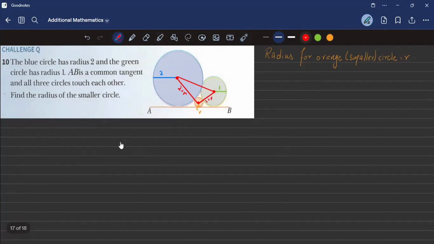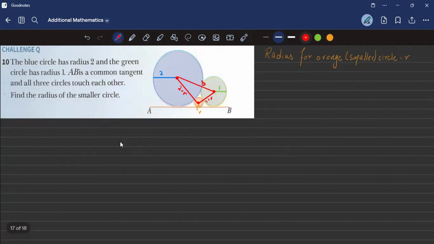And for the third side, again, it's 2 connecting down to the green circle. So the 2 of the blue circle plus the radius of the green circle is going to be 2 plus 1, and 2 plus 1 is equal to 3. We know that already. Okay, so that's equal to 3. Now proceeding further, the thing is, how can we find our further values?